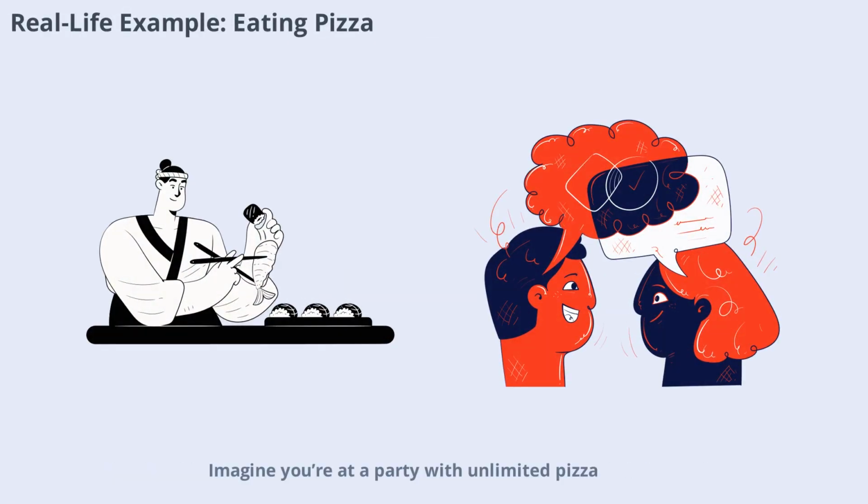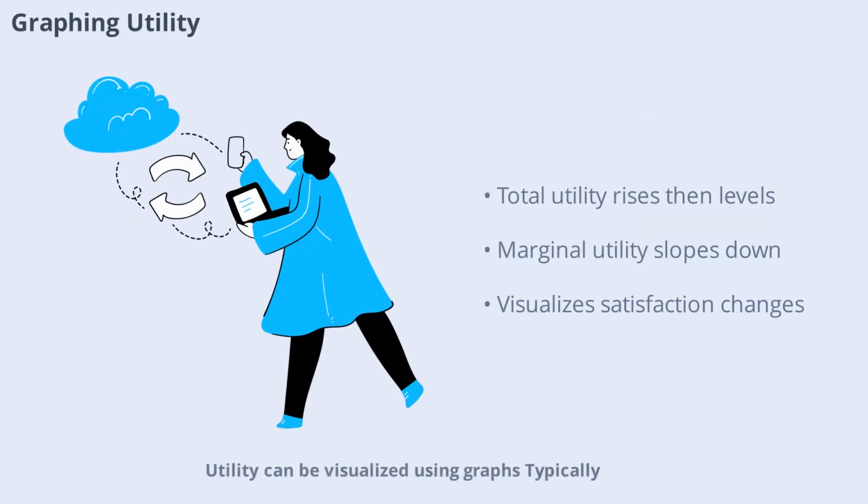Imagine you're at a party with unlimited pizza. The first slice is delicious and brings you a lot of happiness. The second slice is still enjoyable, but maybe not as much as the first. By the 3rd or 4th slice, you start to feel full, and each additional slice adds less and less satisfaction. This is the law of diminishing marginal utility in action, showing how our desire for more decreases as we consume more. Utility can be visualized using graphs.